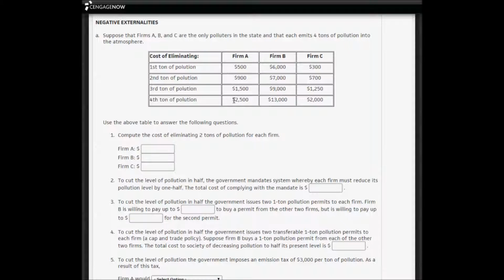In the fourth row, each firm has reduced their pollution by 4 tons. That fourth ton of pollution reduction costs firm A $2,500, firm B $13,000, and firm C $2,000. Now, I've copied all this stuff into Excel. We'll answer all these questions in Excel and then copy our answers back into Cengage Now, one answer at a time.